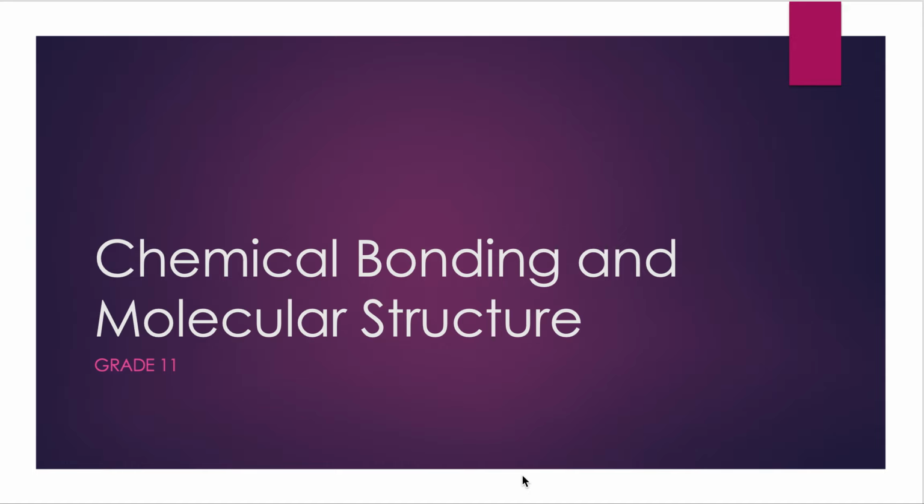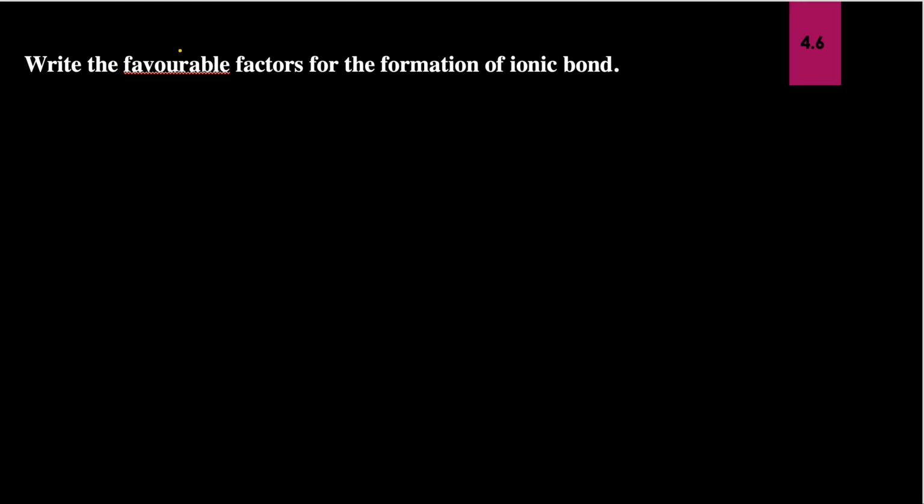So in today's video we are going to do another question from chemical bonding and molecular structure. The question is question number 4.6: write favorable factors for the formation of the ionic bond. We've seen in a few previous videos how an ionic bond is formed, how a covalent bond is formed, and what sort of elements form these ionic and covalent bonds. So now in this question we're going to deal with favorable factors required for the formation of an ionic bond. This is question number 4.6 in NCERT.